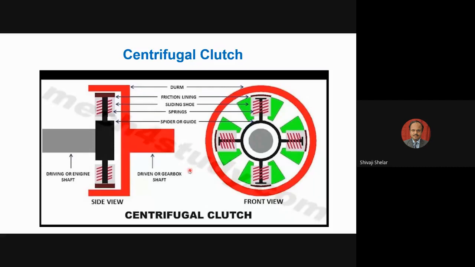See the construction detail of this centrifugal clutch and the usage also. Normally it is used with a variable, so normally used in small bikes for small power transmission.